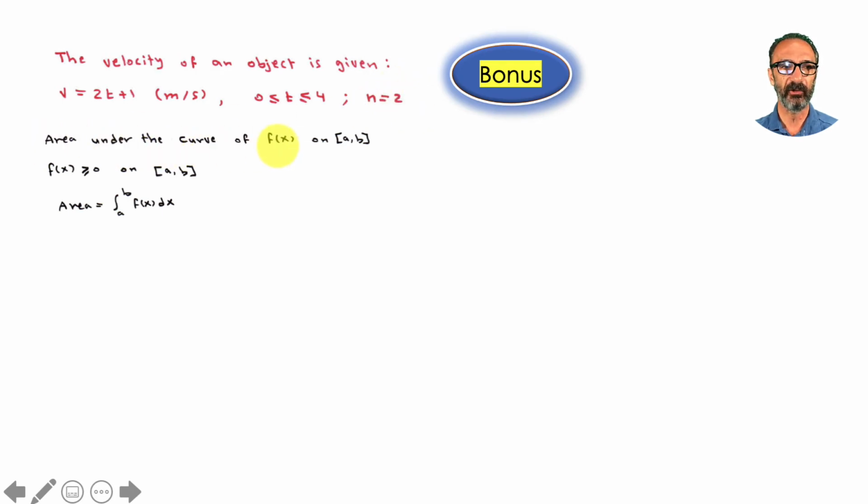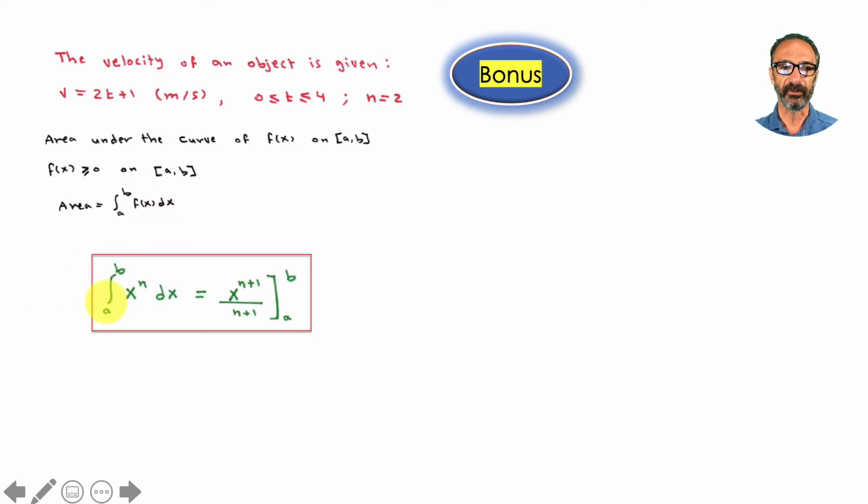Area under the curve of f of x on the interval from a to b. If f of x is positive, sitting above the x-axis on your interval all the way, then the area under the curve, or the graph of the function, will be called the integration from a to b of f of x dx, which means with respect to x as my main variable.